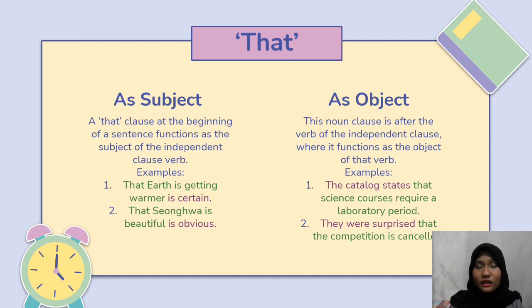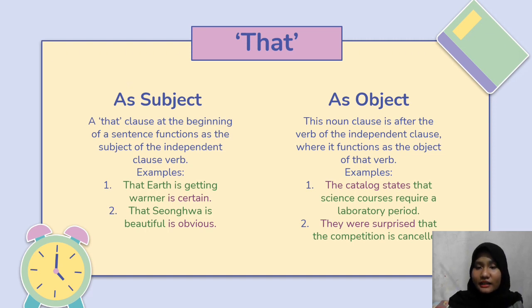As the subject, a that clause at the beginning of a sentence functions as the subject of the independent clause verb. For example, we have the sentence: that Earth is getting warmer is certain. The subject of this sentence is the that noun clause, that Earth is getting warmer. And the second example we have: that someone is beautiful is obvious. The subject of this sentence would be the that clause that reads as that someone is beautiful.